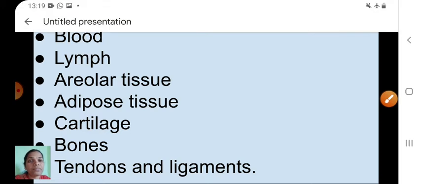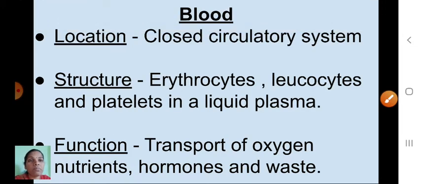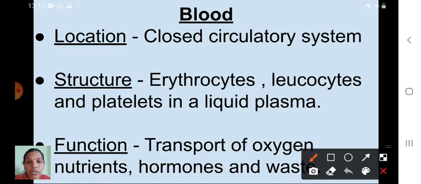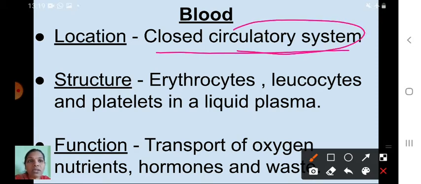See here, yes, first one is blood. So already I told, blood is what? Complex tissue, at the same time it is a connective tissue. So in which part of your body is blood there? Whole body, isn't it children? So blood, see here, location: closed circulatory system. That blood will flow from one part to another part. That's why we are saying that it is a circulatory system. Okay, so blood is located in the closed circulatory system.